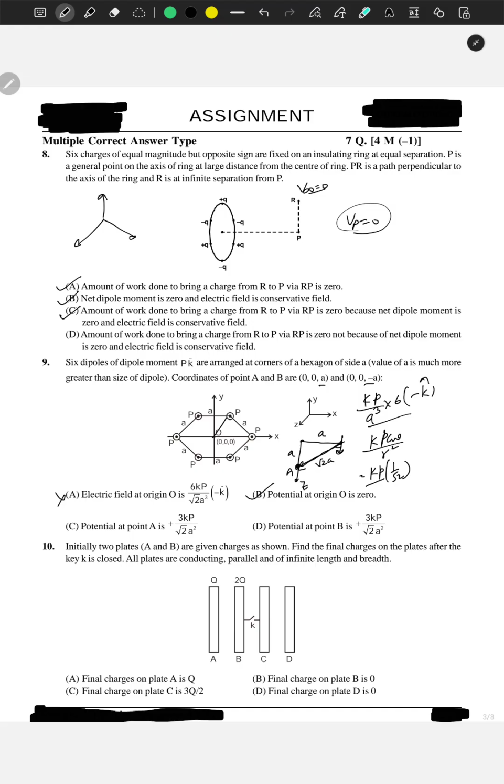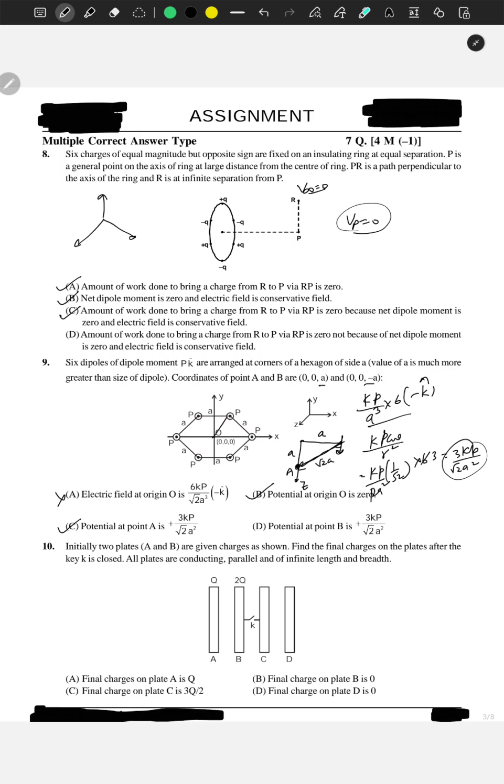Which is 2a square. And that is because of one dipole, into 6. So 3, so 3 Kp by root 2a square. And that is correct. Option C is correct.